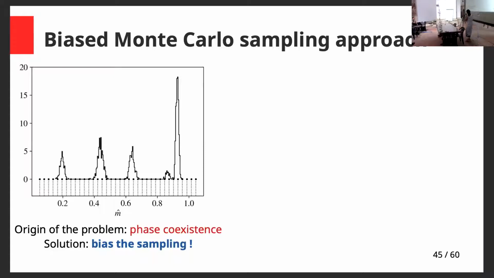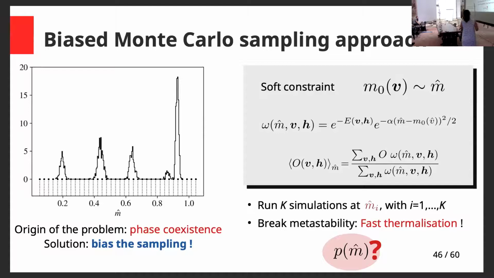So let's divide our possible magnetizations. We just discretize them at different values. We are going to perform simulations at a fixed value of the magnetization so we can break the coexistence. This can be done quite easily by introducing soft constraints, a Gaussian peak around the value that you want. It should be like the umbrella sampling method, and later you can compute averages in this ensemble just as usual.